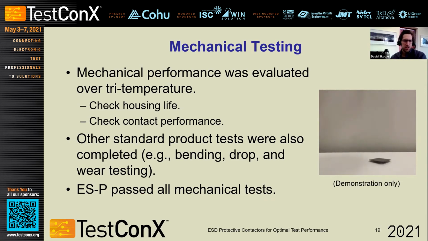And it's very important to evaluate mechanical performance over tri-temperature for test contactors because they're required to operate at wide temperature ranges, -40 to 150 C. It's a very broad range, especially when you're looking at a new material, because material supplier data sheets don't often include stiffness and strength details at wide temperature ranges. It's not uncommon to just have data at ambient.